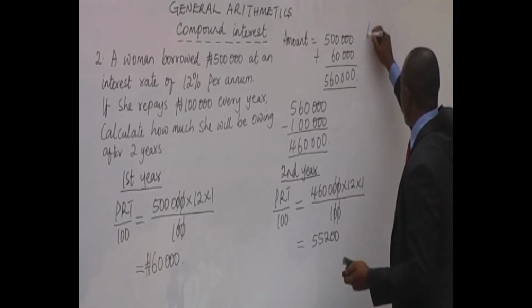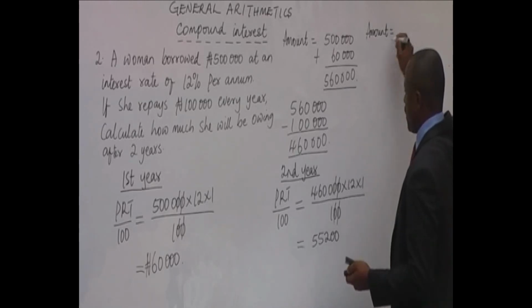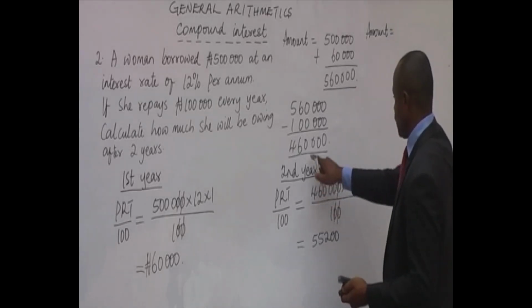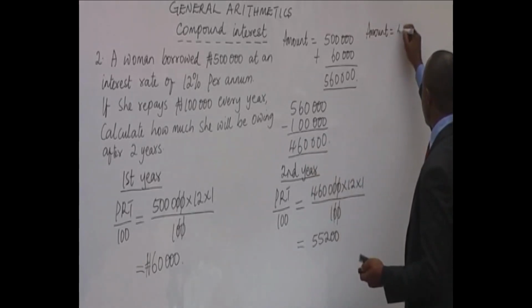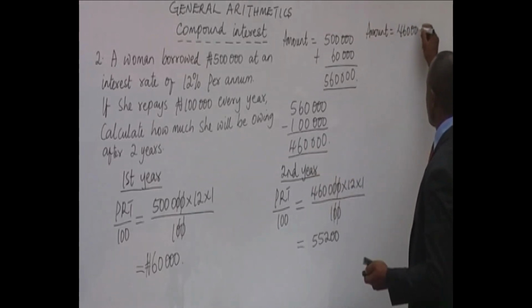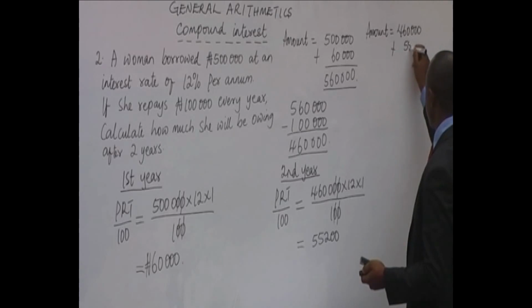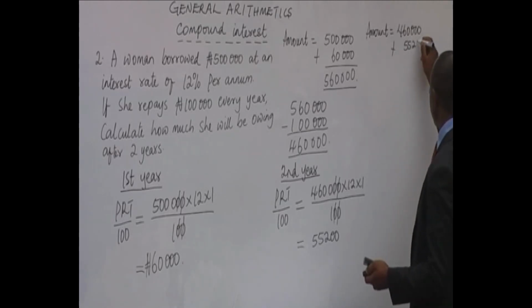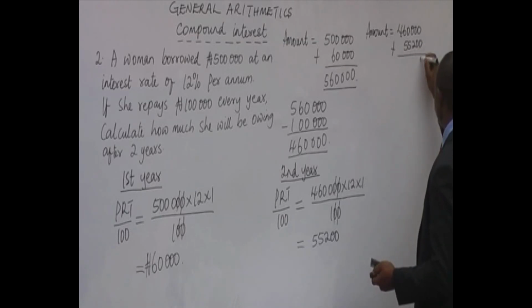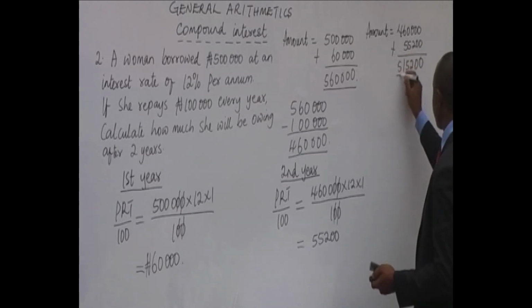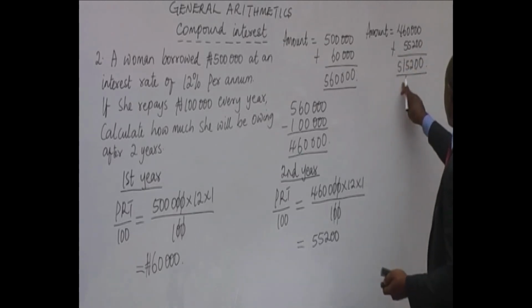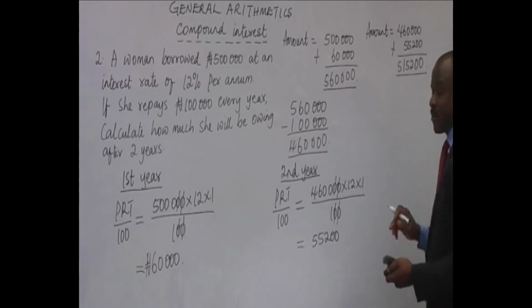Then the amount after the second year is going to be the principal, 460,000, plus the interest, 55,200. Add it together, and I'm giving you 515,200. So this is the amount after 2 years.